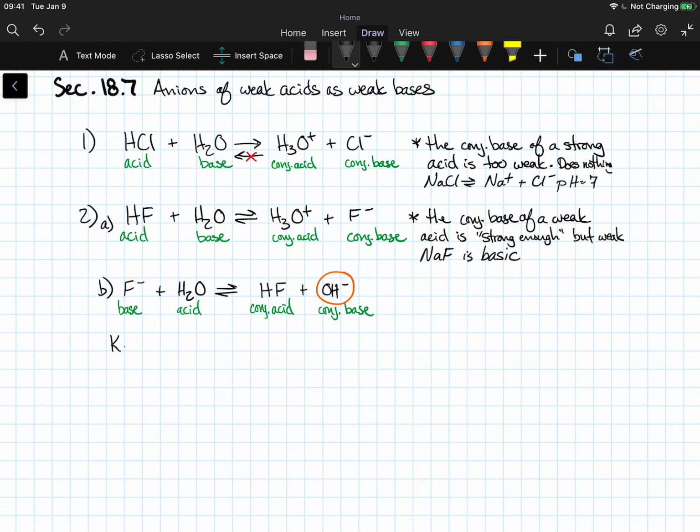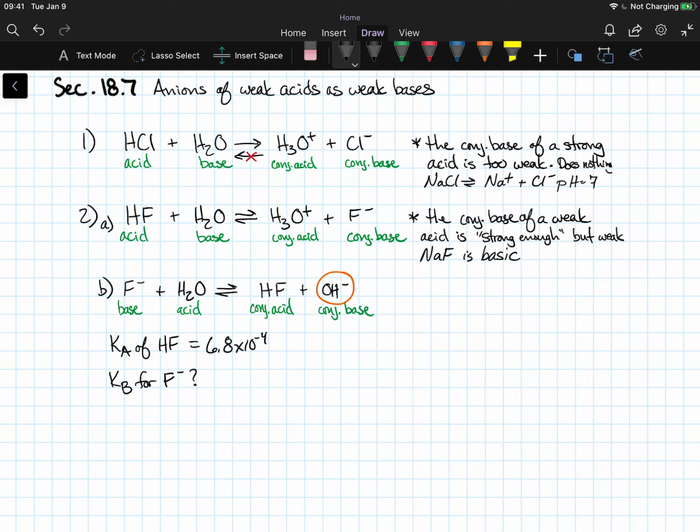If we were to talk about the Ka of HF, so Ka again means the acid equilibrium, Ka of HF is 6.8 times 10 to the negative fourth. But we can't use that Ka for the previous reaction 2B because it's talking about a base reaction. So we need Kb for F minus. Well, how can we get that?